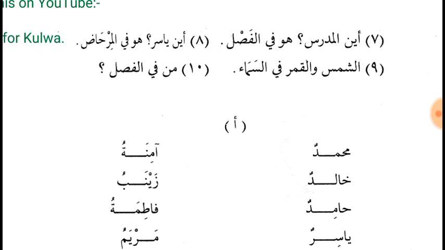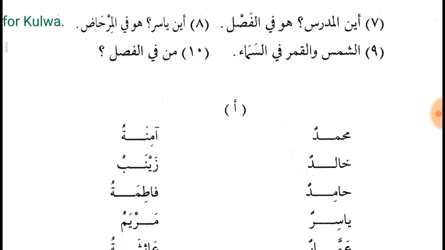Okay. أين ياسر؟ Where is Yasir? هو في المرحاض. He is in the toilet. Who is in the mirhabi? Mirhabi. He is in the toilet. Ashamsu wal qamaru fis sama'. The sun and the moon are in the sky. Okay. Man fil fasl? Who is in the class? Okay. Then we have some names.